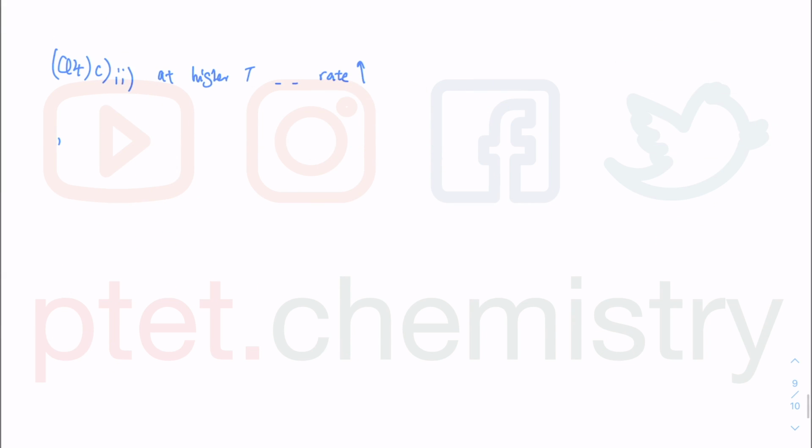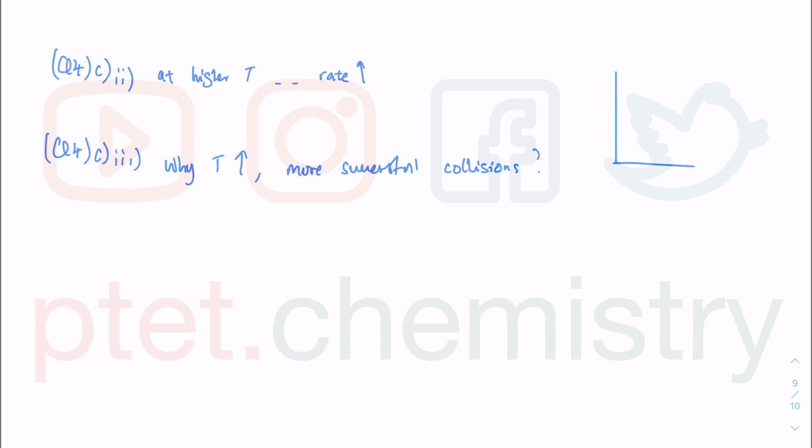I've labeled my graph, so let's move on to the next part. So C, part 3, the rate of reaction increases when the frequency of successful collisions between reactant particles increases. Why does temperature increase it? More successful collisions. These come down to your Boltzmann distributions. You are not being asked to draw here, but I'll just very quickly sketch it out because it's an important concept in order to explain this.